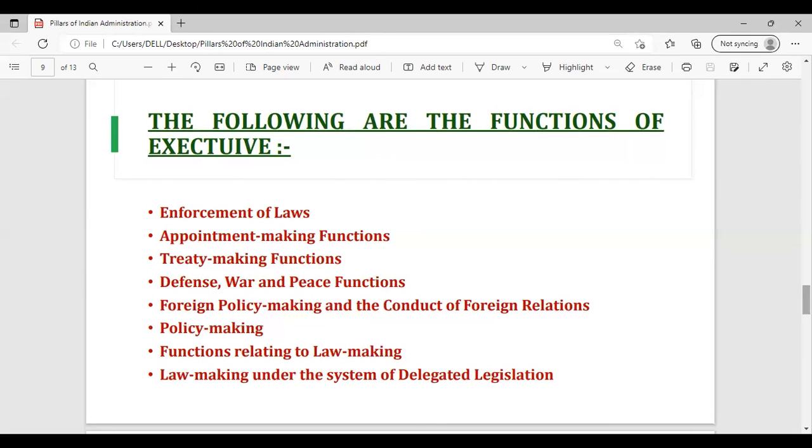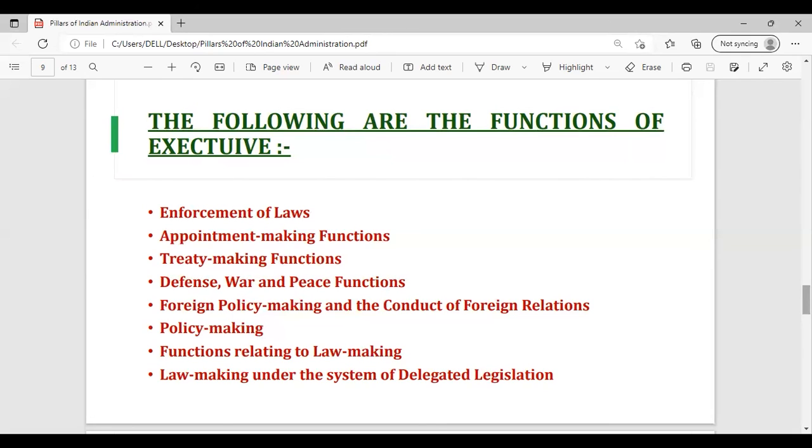Most of the bills for legislature are introduced and piloted by them in the legislature. Most of the time, the legislature is spent in passing the government bills. The bills passed by legislature become laws only after the consent of those ministers.